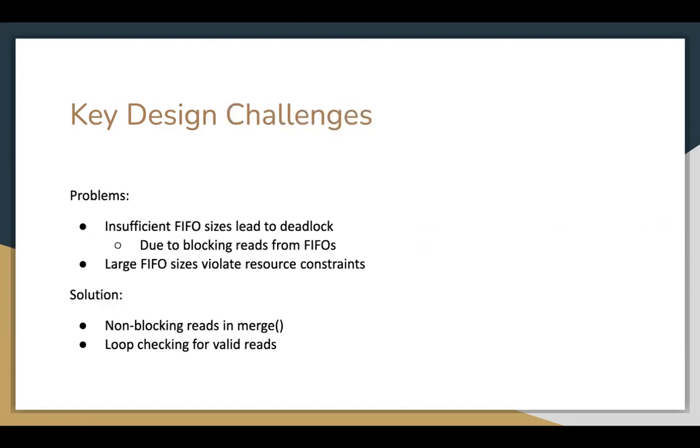Some of the challenges that we faced while designing our dispatch unit is how to determine our first in, first out queue size. We found that when we set it too low, such as single digit integers, that sometimes will cause deadlocks because our queue is too shallow. However, when we increase our first in, first out queue size by too much, it also violates our resource constraints. Our proposed solution was to implement non-blocking reads in our merge function and check the loop for valid reads.